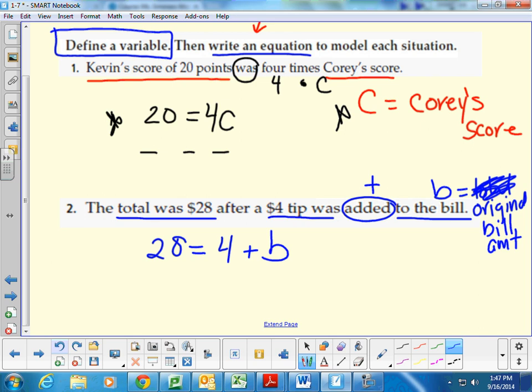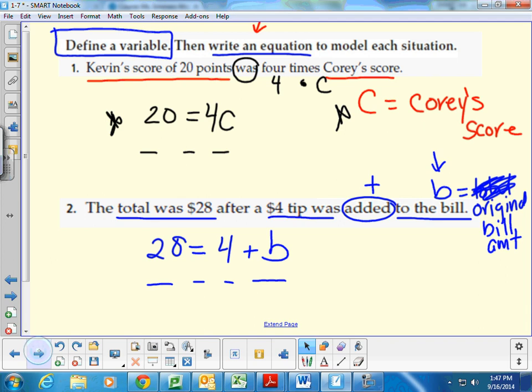So now we know that 28 is equal to a $4 tip plus the amount of the bill, whether it's food or whatever it is that you're paying for. So that equation matches that situation. My variable is clearly defined to match the situation. Hopefully this is going okay so far.